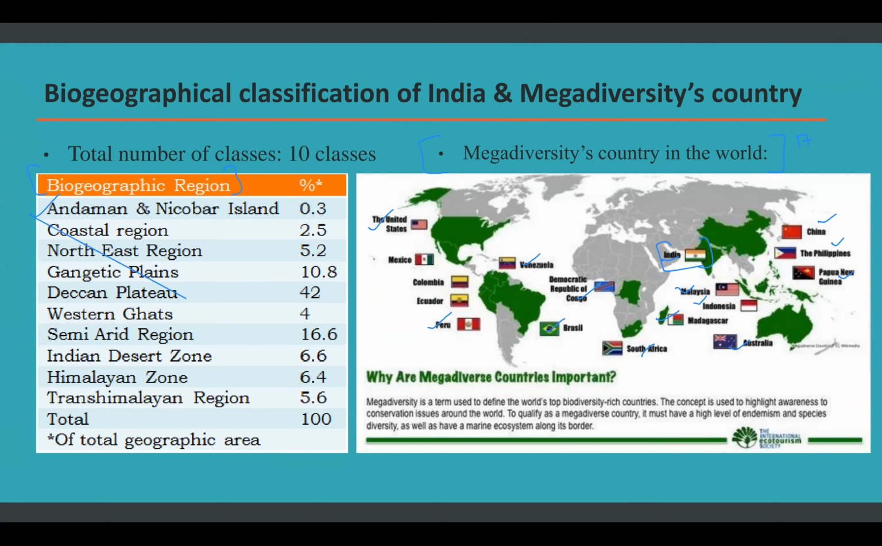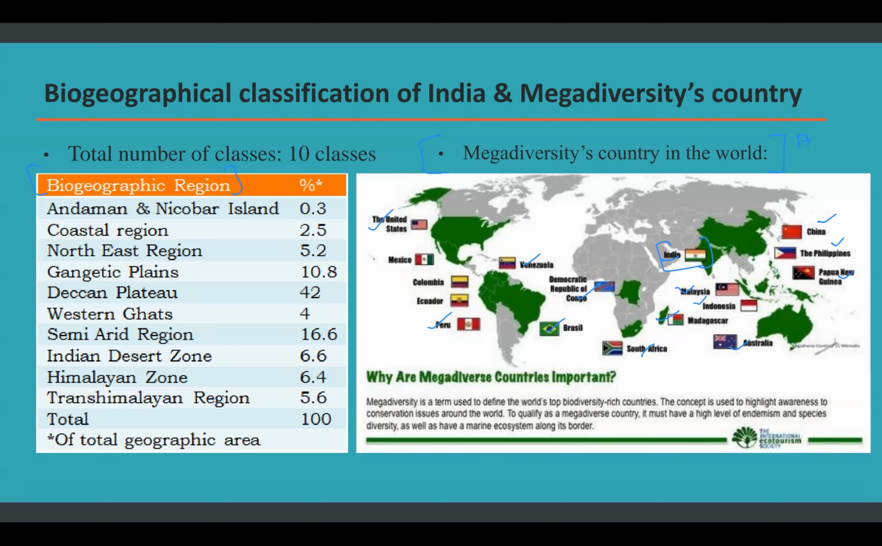Andaman and Nicobar Islands, we have the coastal region, then the northeast region, the Gangetic Plain, then the Deccan Plateau, then the Western Ghats, the semi-arid region, the Indian Desert Zone, the Himalayan Zone, the Trans-Himalayan Zone, and together all these areas contribute a total of 100% of the biogeographical area. If you cannot remember all the names, it's okay, but remember the least occupied area as well as the most occupied area of the region.